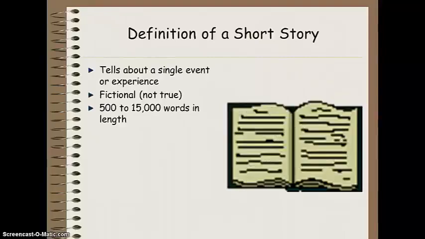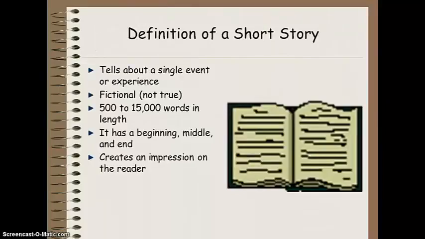It's 500 to 15,000 words in length. It has a beginning, a middle, and an end. And it creates an impression on the reader. It gives some sort of lesson and some sort of idea towards the reader.